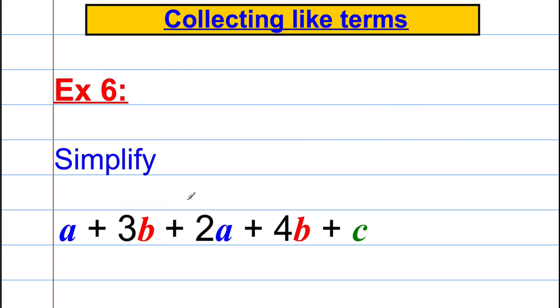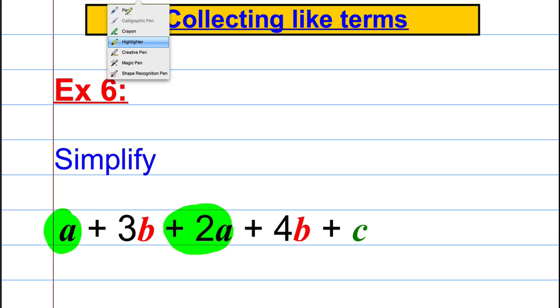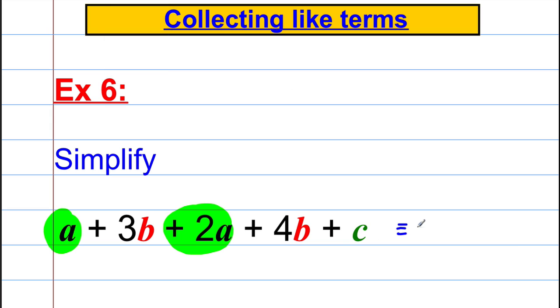Okay, next one, example 5, simplify the following. This is where the highlighters are crucial. So let's deal with the a. We've got 1a here, and remember to include the sign when you're highlighting. Do buy some highlighters for the exam. 1a plus 2a we've got there, and I'm going to write that as identical to 3a.